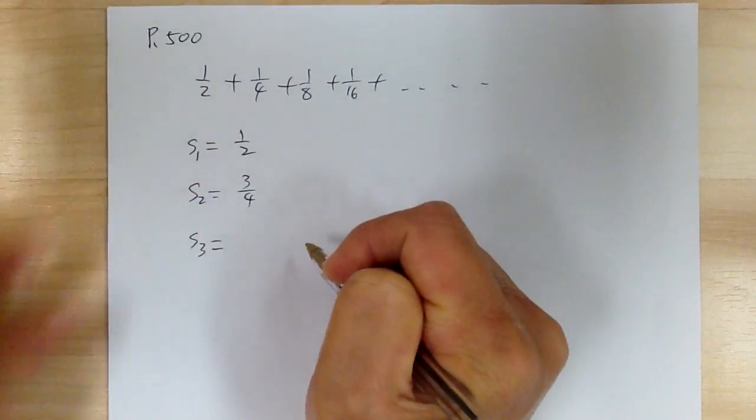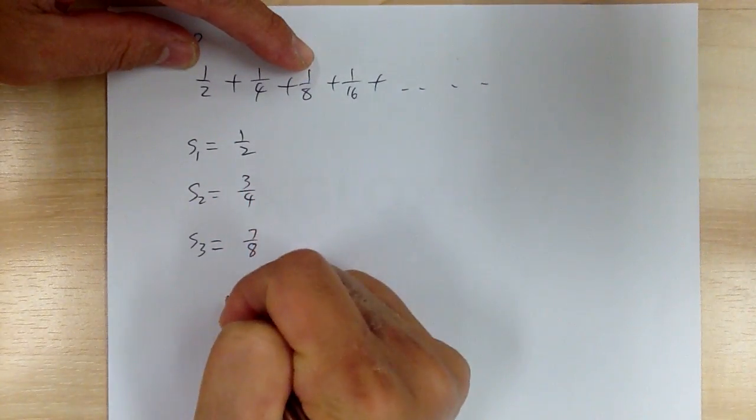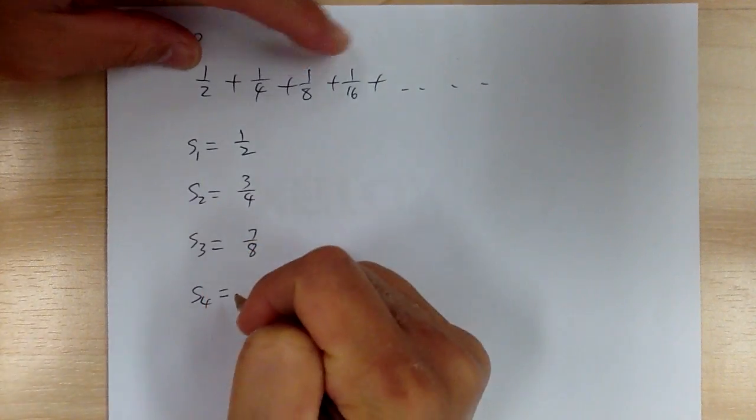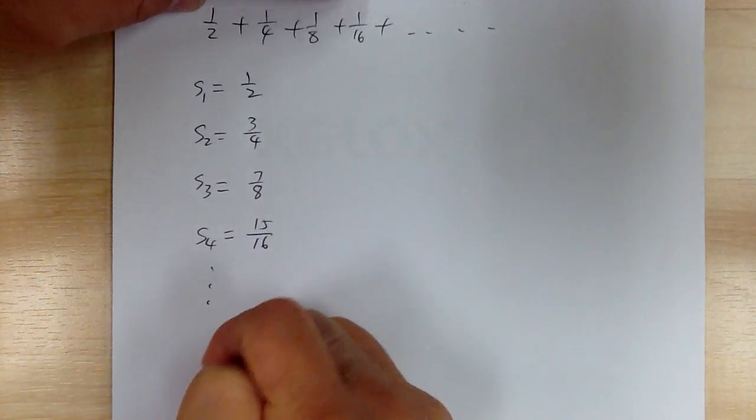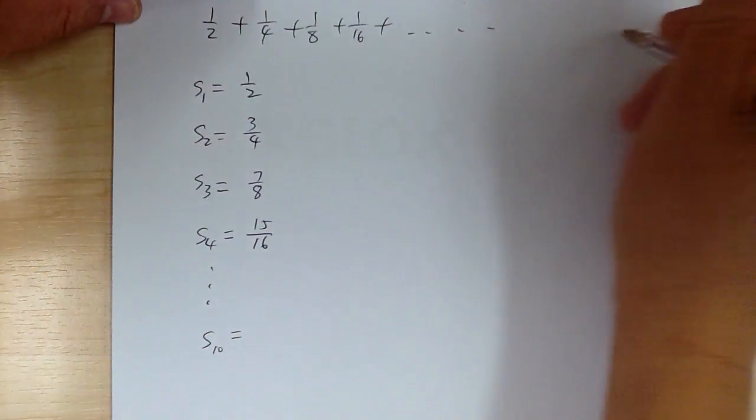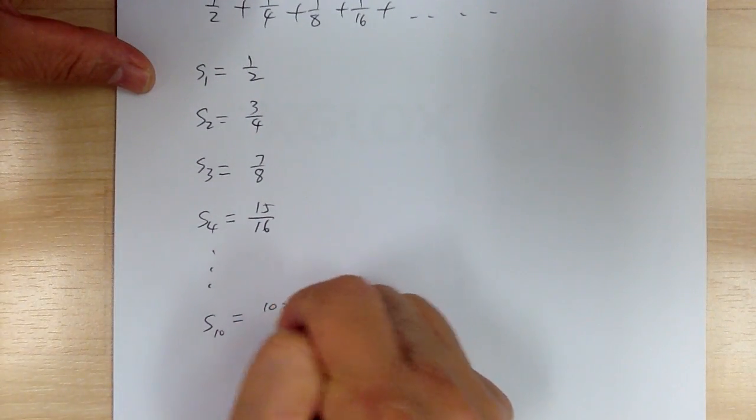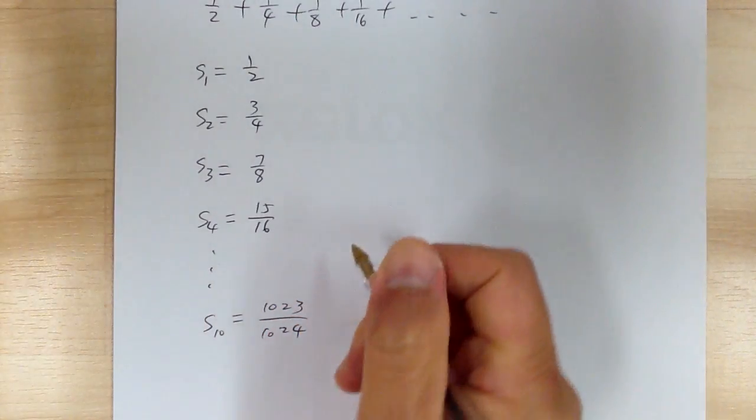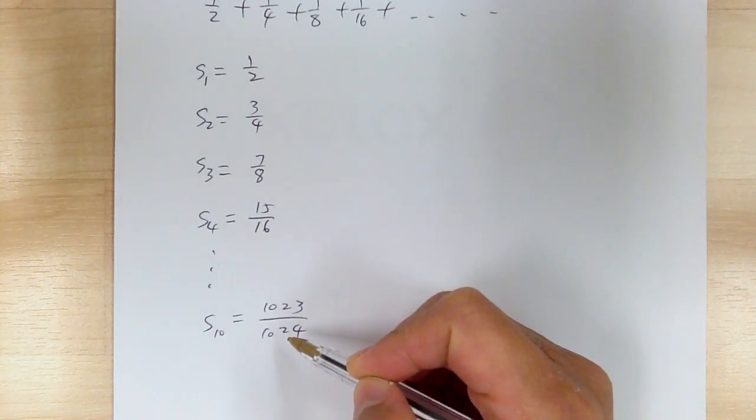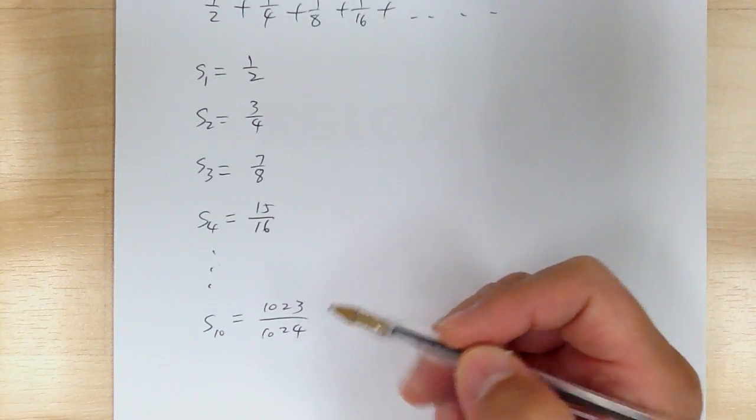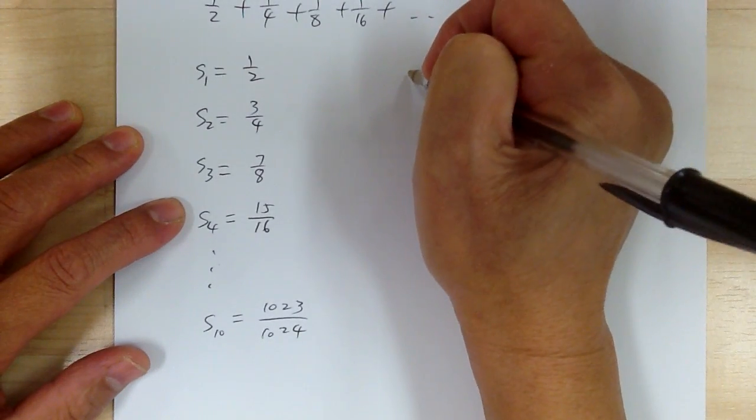Then S3 means you're adding the first three terms, so this will give you 7/8. Then S4, adding the first four terms, will give you 15/16. If you keep going, when you get to S10, you have to write out the 10 terms and add them, right? So S10 will give you 1023/1024. Now if you notice, the number gets closer and closer to 1. Okay? So the formula for the infinite sum is on page 501.